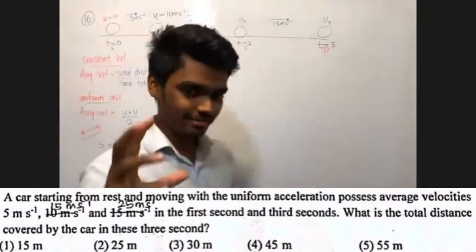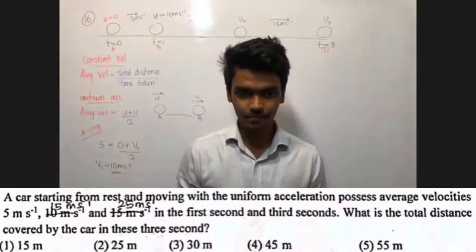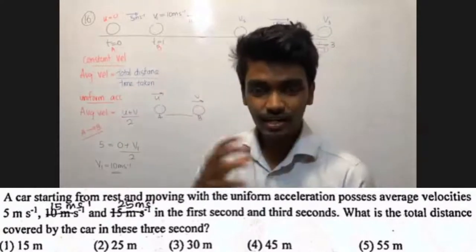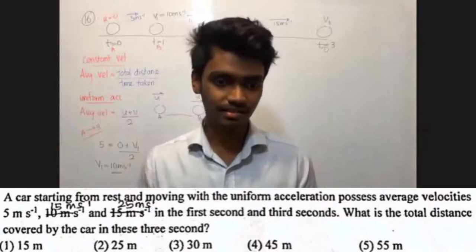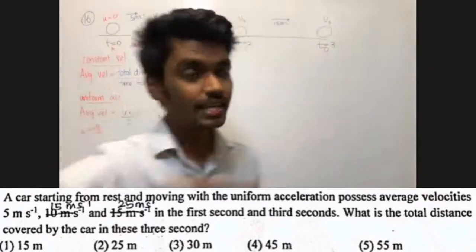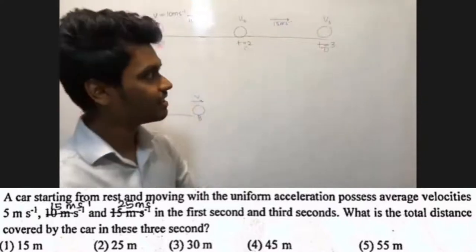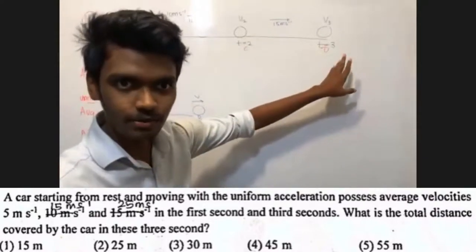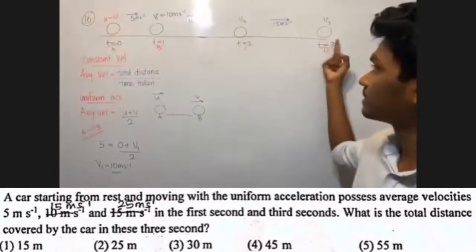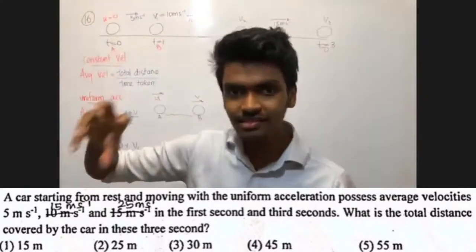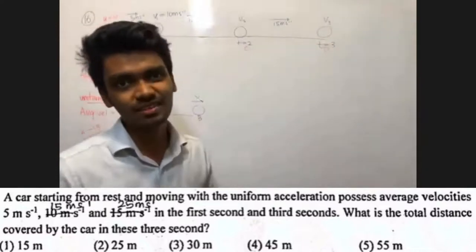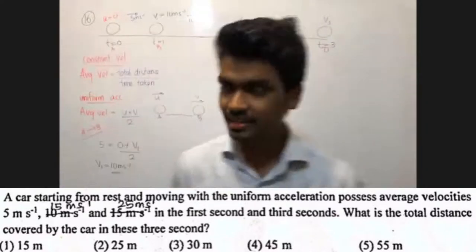So let's consider A to B. First of all, let's see what they are asking. What is the total distance covered by the car in these 3 seconds? They have not given the acceleration, but if I can find the velocity at point D, I know the final velocity, I know the initial velocity, I know the time taken. Can't I find the total distance traveled? Pretty simple. But for that, you need to know V3.